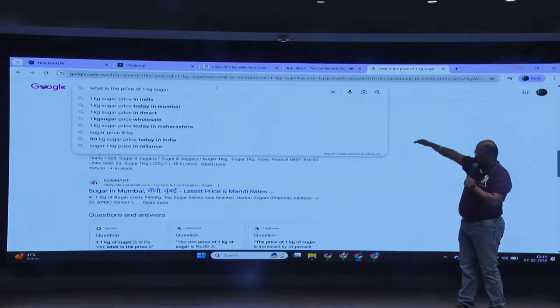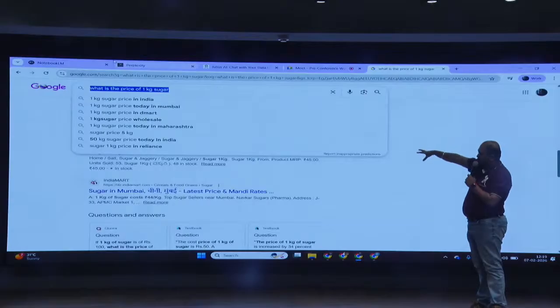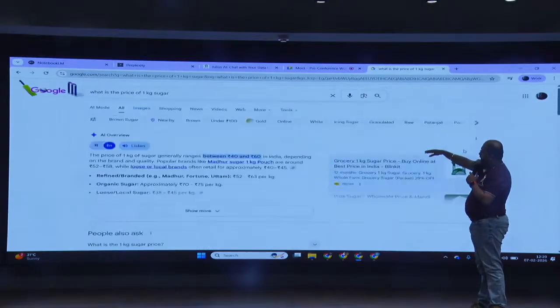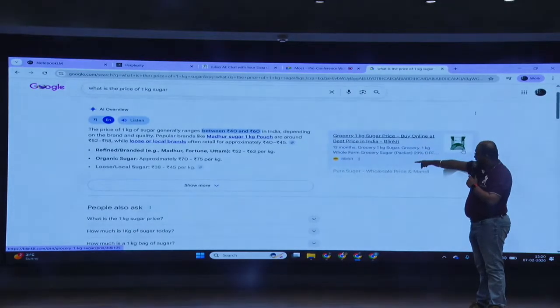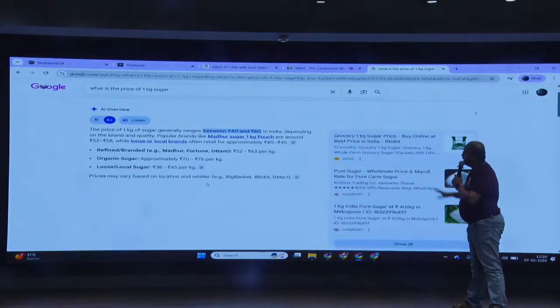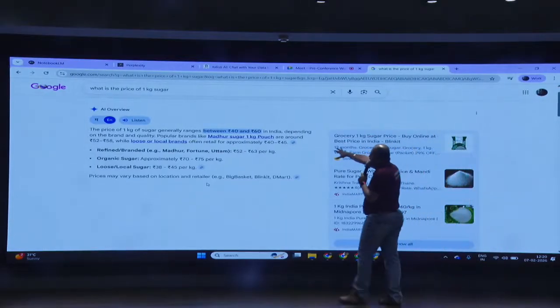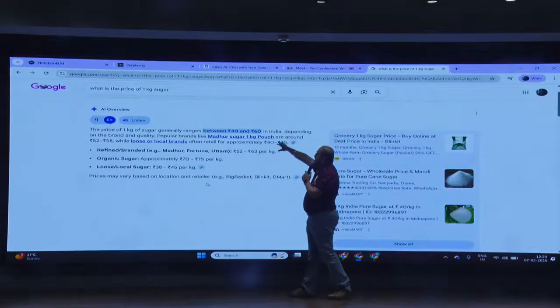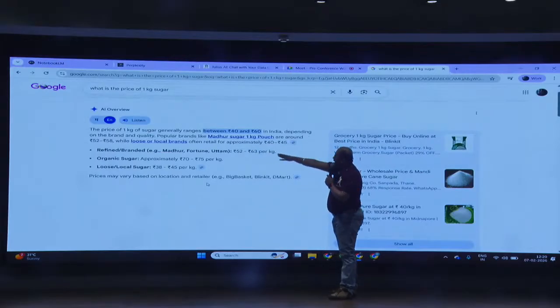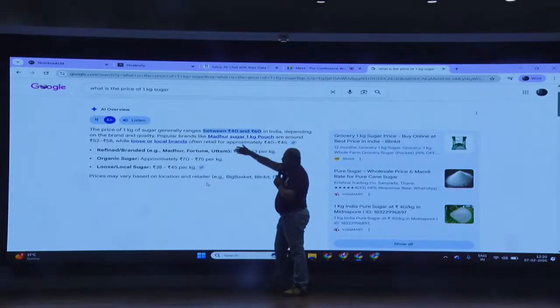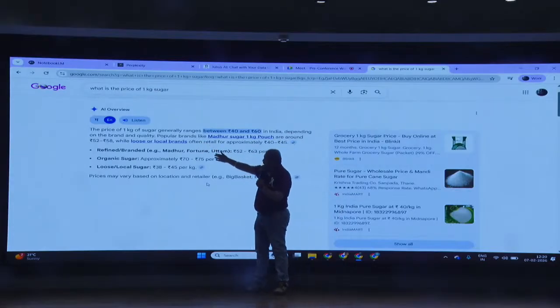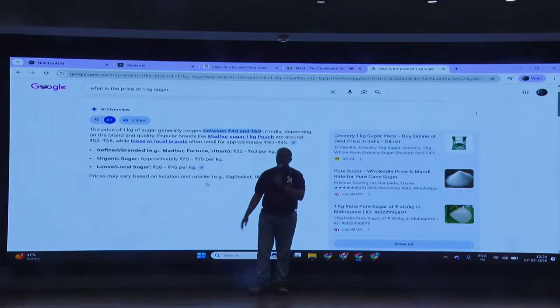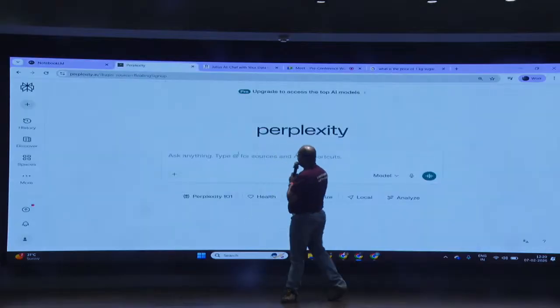Now just go to the AI overview of Google. Now here, what is happening? Just show more. Here it is giving me the price of 1 kg sugar as so and so, and if it is a local brand, it is this much, for organic, this much. Now let's go to ChatGPT and see how that performs.